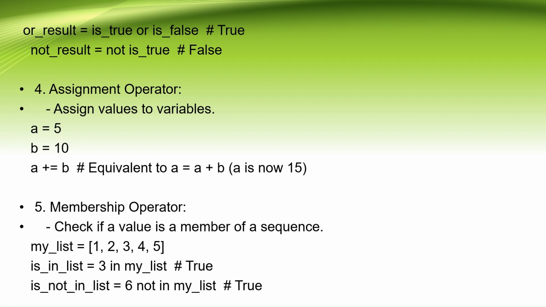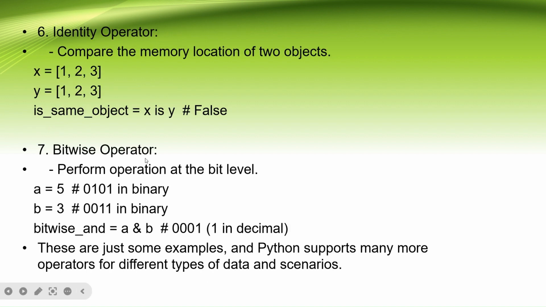Membership operator, check if a value is a member of a sequence. Like if we give a list and we need to check any value or any word in the list, in this way we can represent it. Identity operator, it compares the memory location of two objects. That means if two objects are in the same memory, it gives true, otherwise it gives false.